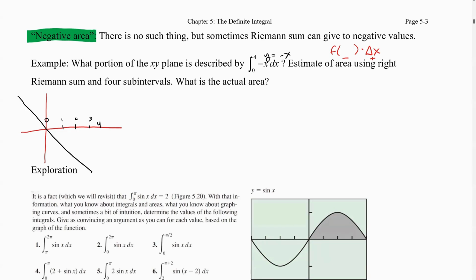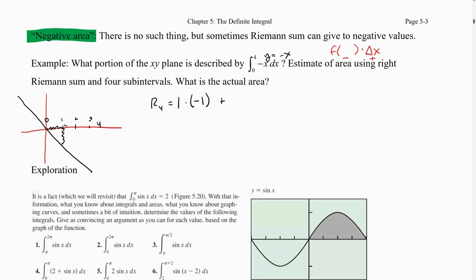Well, the algorithm that we're following says, what's the width of the first interval? Well, it's 1. So there's my how wide. How tall? We said, well, what's the functional value on the right-hand side of that interval? And the answer to that is -1.